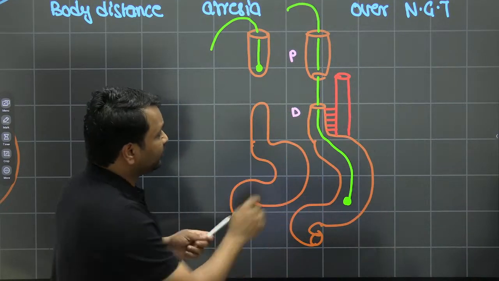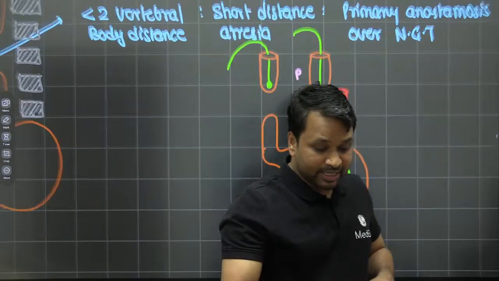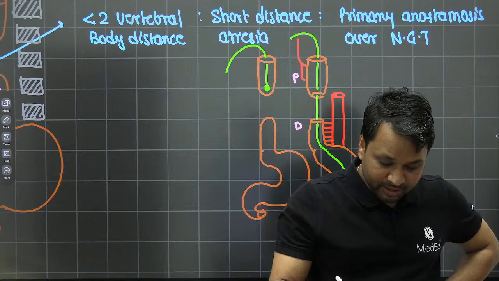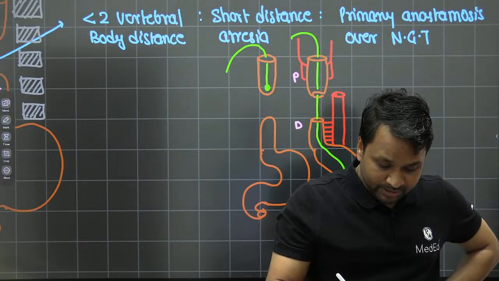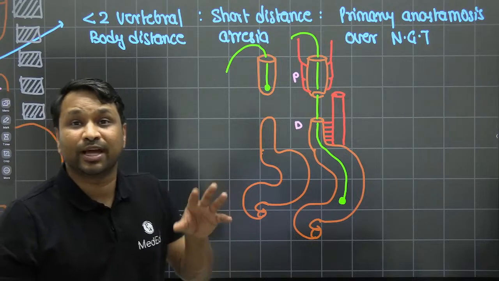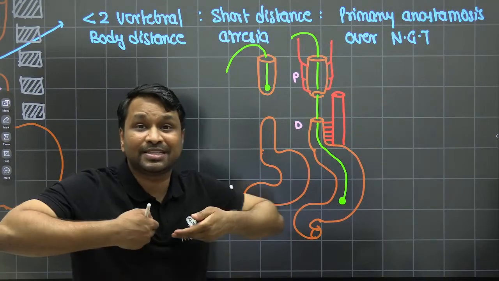This is supplying this part. Now, if I try to pull this up, because they're very short, they will break away, the vascularity will be lost. The upper part of the esophagus is actually supplied by the inferior thyroid artery. If you remember my thyroid lecture, I told you the inferior thyroid artery is a branch of the thyrocervical trunk, which itself is a branch of the subclavian artery. So the subclavian artery is in the chest.